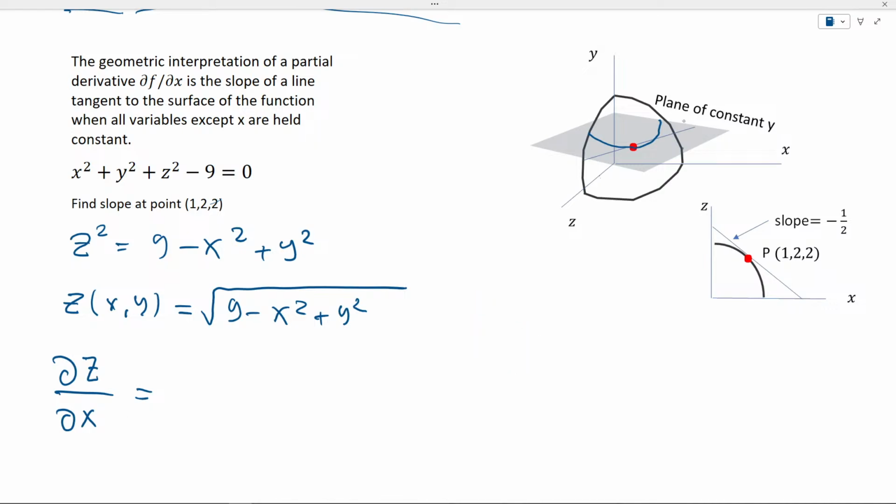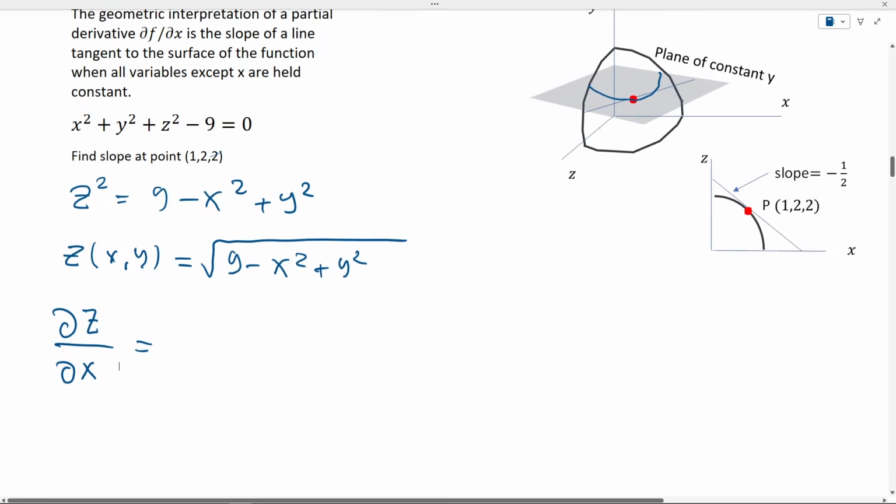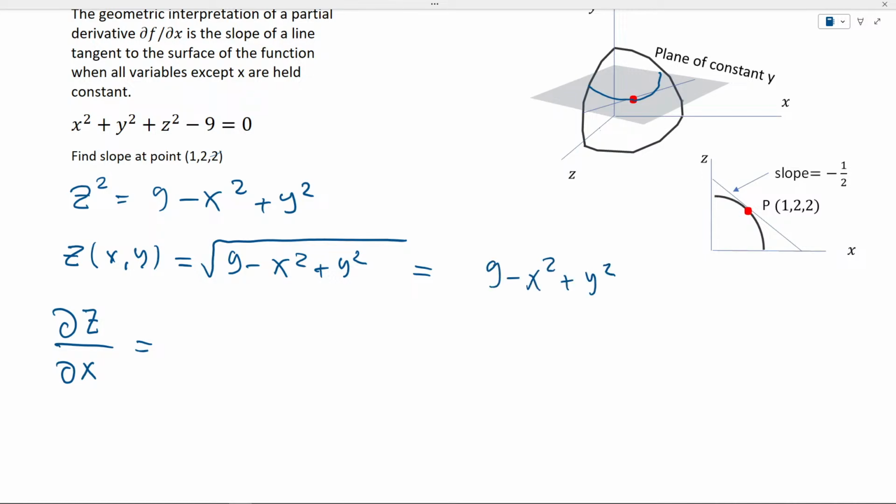Again, y is treated as a constant. So you remember, let me do this for you. z is equal to 9 minus x squared plus y squared, to the power of half. So to find this guy, remember you bring this guy down, so that would be half, times 9 minus x squared plus y squared, everything here, to the power negative half, and then you take the derivative of that thing in between the bracket.